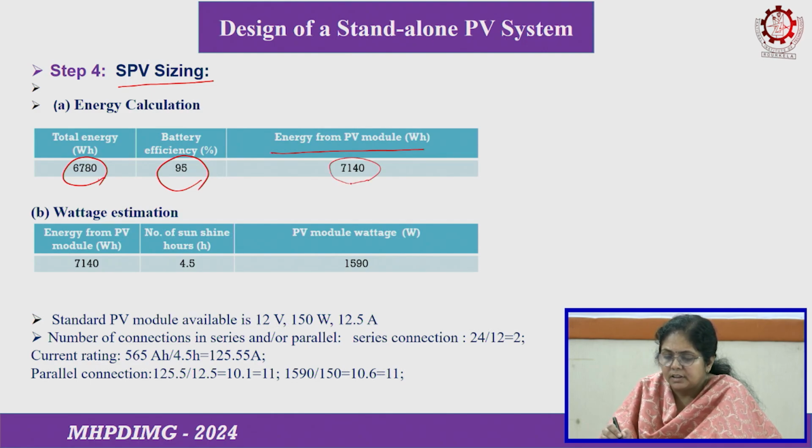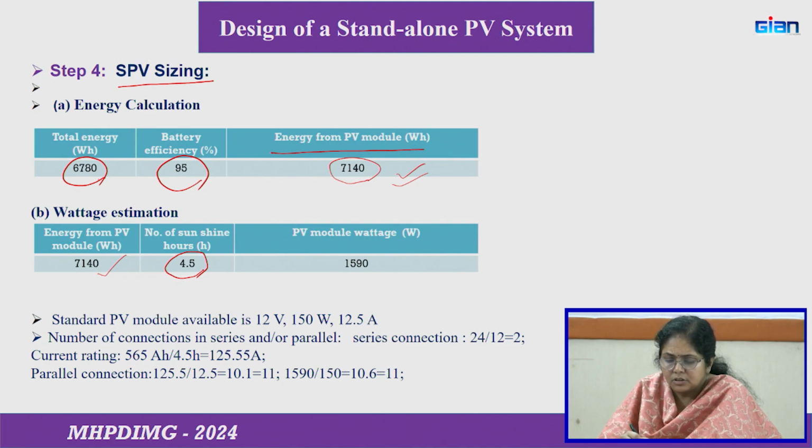So, these numbers will vary. Considering that, the energy required from the PV module is calculated to be 7140 watt hour. So, for this watt hour, to calculate the wattage requirement of the PV system, how many sunshine hours, meaning for the Indian scenario, how many hours per day the sun is available? On average, it can vary between 4 to 6 sunshine hours.